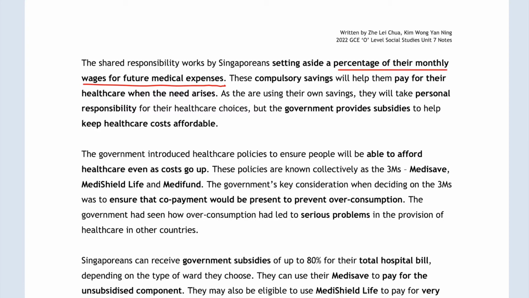It's still our own money, so we will be more prudent with the spending, and we'll make different decisions that allow us to continue to be healthy, so that we don't need to use so much money when it comes to healthcare. Of course, at the same time, the government has its responsibility: the government will provide subsidies to keep healthcare costs affordable. So this is how shared responsibility works. Government has one role, people have one role. We all have to perform a role to ensure that Singapore's healthcare system remains sustainable.